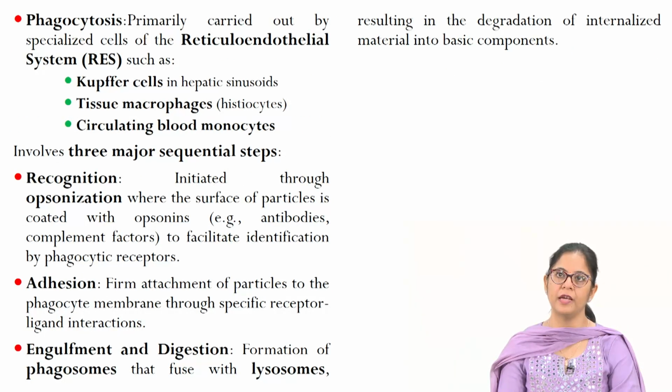Phagocytosis is primarily carried out by specialized cells of the reticuloendothelial system, such as Kupffer cells in hepatic sinusoids, tissue macrophages and circulating blood monocytes. This involves three major steps. First is recognition, initiated through opsonization, where the surface of particles is coated with opsonins, for example antibodies and complement factors, to facilitate identification by the phagocytic receptors. Then adhesion, the firm attachment of particles to the phagocytic membrane through specific receptor-ligand interaction.